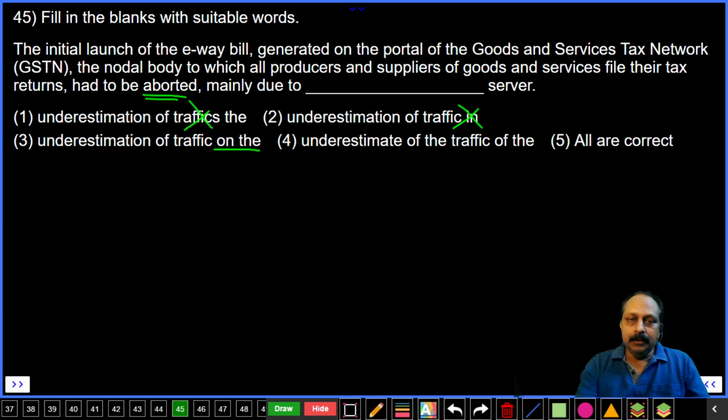On the server. "Underestimation" or "underestimate"? "Underestimate" is not correct. It should be underestimation. Mainly due to what? You need a noun, not a verb. Underestimation is the right word, but "traffics" is not correct. "In server" is not correct. Underestimation of traffic on the server, that is right. And "underestimate" is not correct.